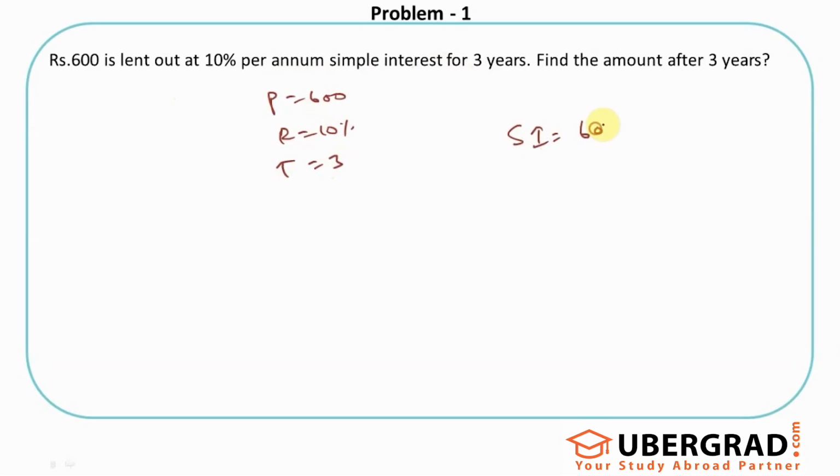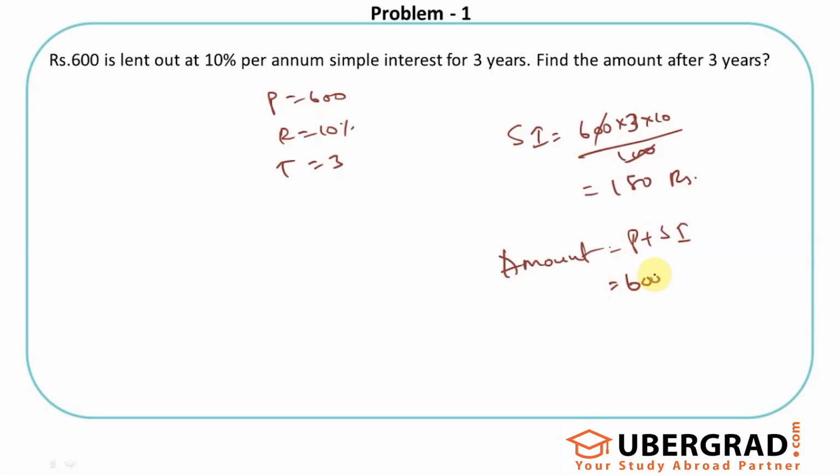Simple interest is PTR by 100. So that will be 180 rupees is my simple interest. And the amount would be principal plus SI. So principal plus SI, 600 plus 180. 780 is the amount after 3 years.